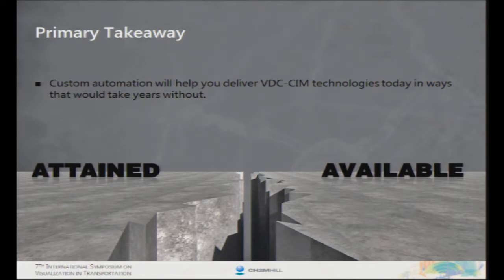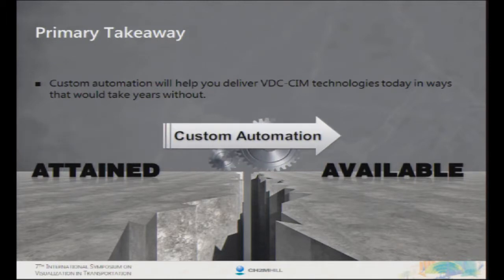So up front, I just want to hit visually on the primary takeaway this morning. And this really hits on what Jonathan spoke about this morning as far as just throwing something over the wall. It was said in a number of different analogies this morning, with going around the wall or underneath the wall. And I'm speaking of it in another analogy, a gap. And I propose to you that custom automation will help you deliver VDC or CIM technologies today in a way that would take years without it.